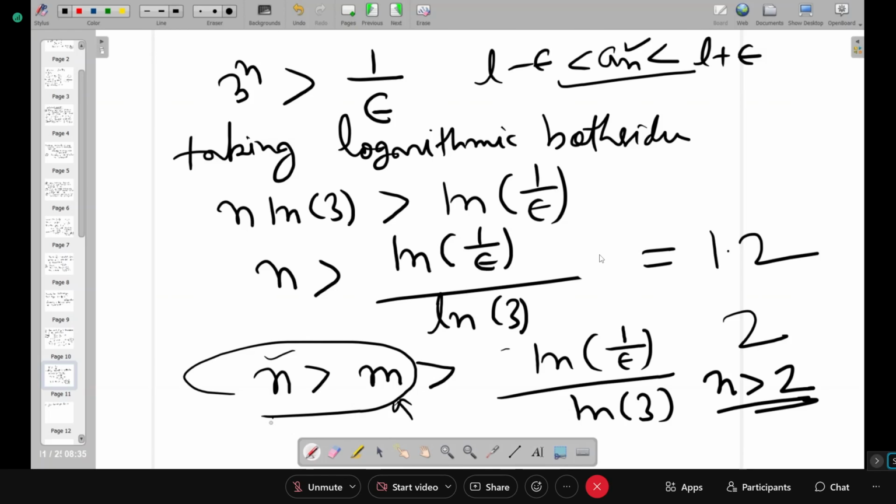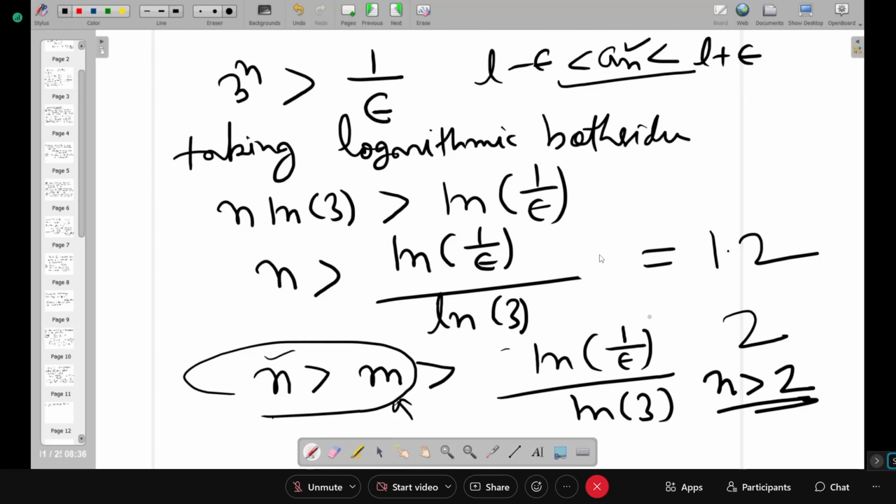now what is your doubt? Tell me. Sir, n can be equal to m, sir. Yeah, n may be equal to the m also, when ln(1/epsilon) upon ln 3 is equal to an integer. That value may be any real number, but you have to find out the next greatest value. Suppose you are getting 1.2, then you have to find out the next integer greater than this value.